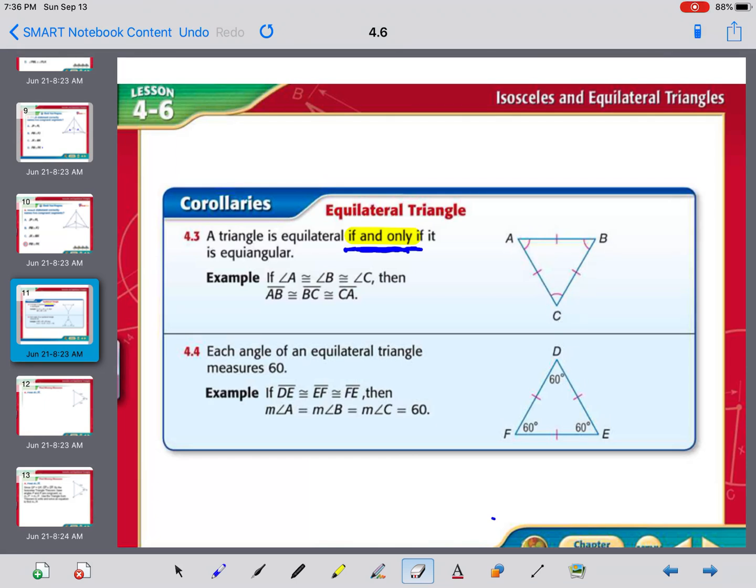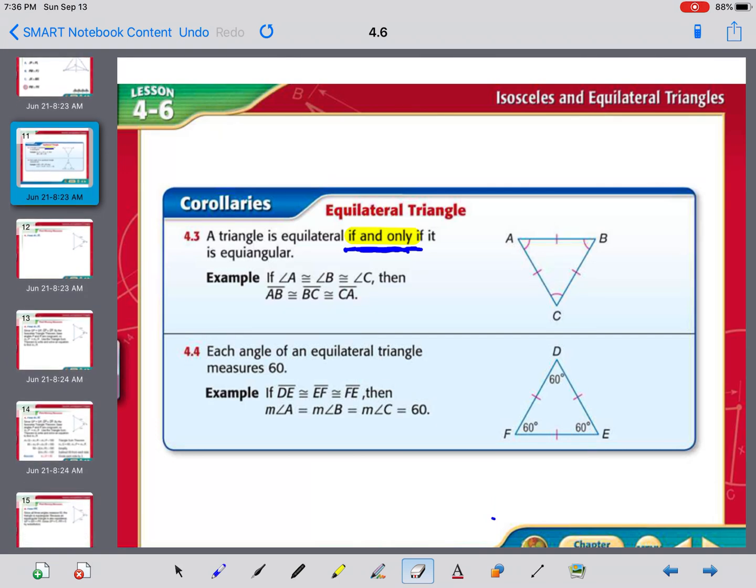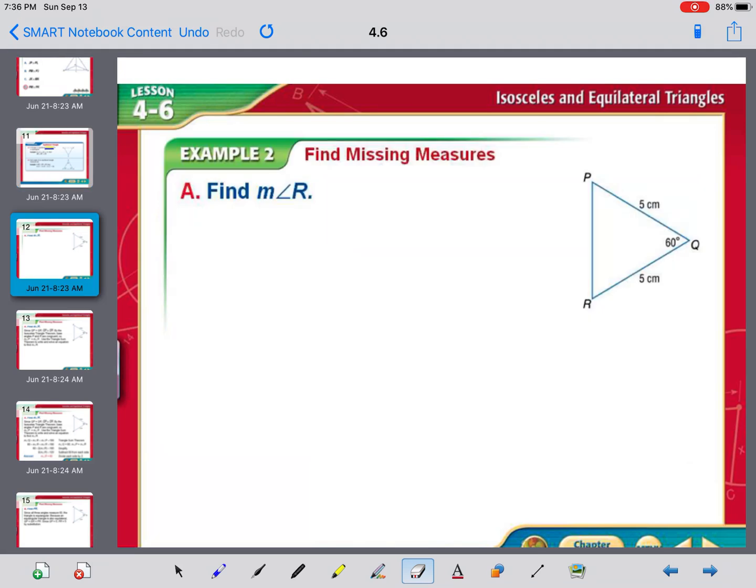4-4 says each angle of an equilateral triangle measures 60. Well, that kind of stands to reason. If it's equilateral, then all angles are equal. That means each has to be 60 in order to make 180. So we probably already knew that before we saw that particular corollary. That's just what corollaries are: things that are obvious from what we already know.